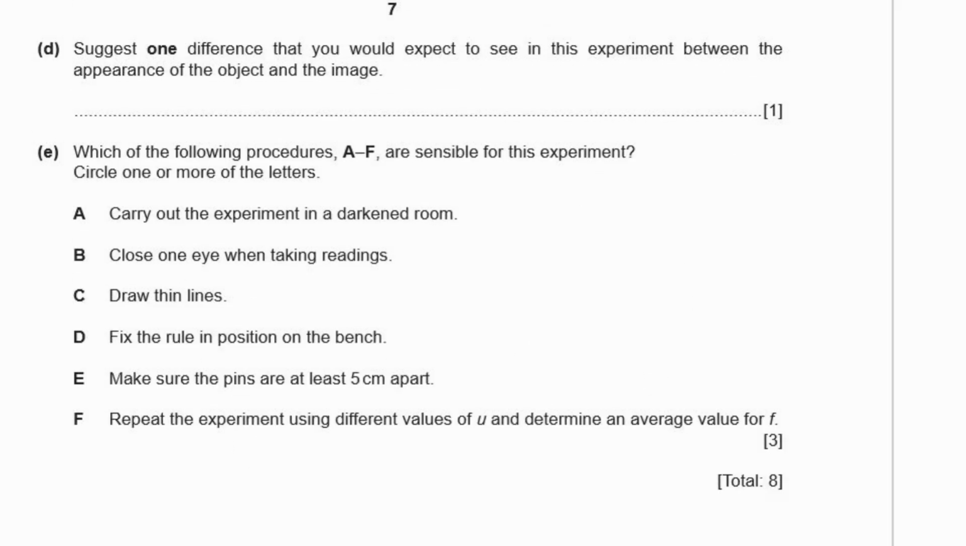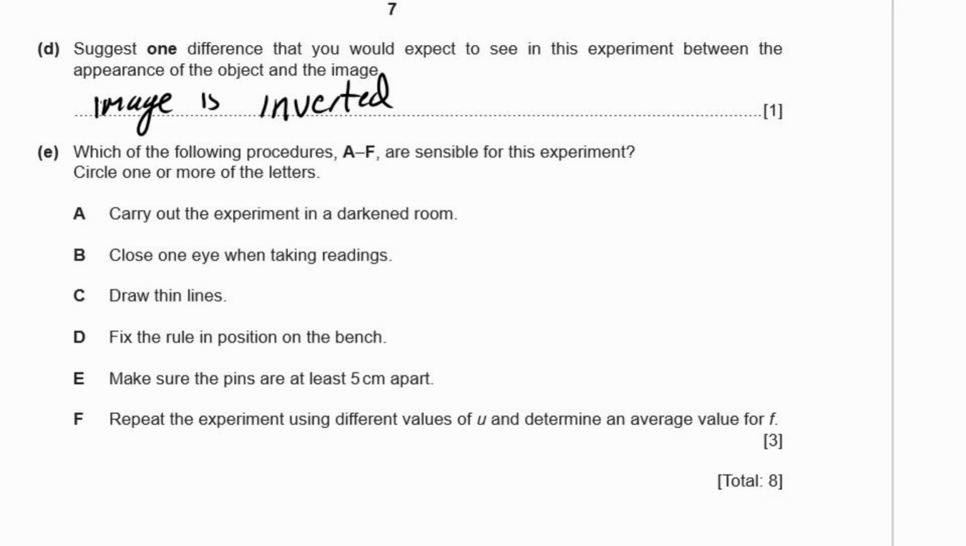D. Suggest one difference that you would expect to see in this experiment between the appearance of the object and the image. Well, it's a projected image. Through a single lens, it's upside down. So the image will be inverted. You could also say it's been magnified, or it's fainter, or something along those lines. They're all correct. It's just asking for one difference that you might see in this situation.